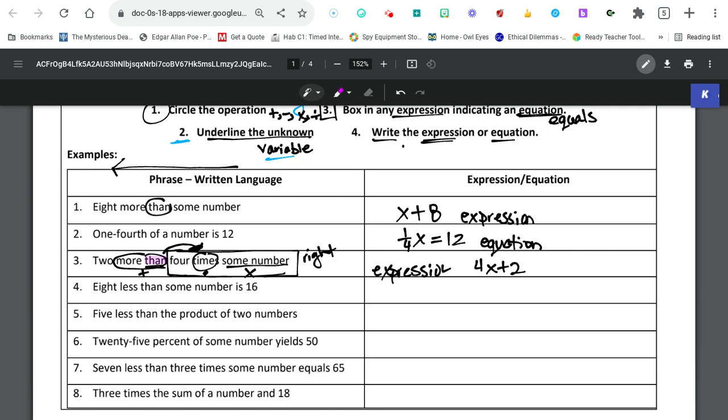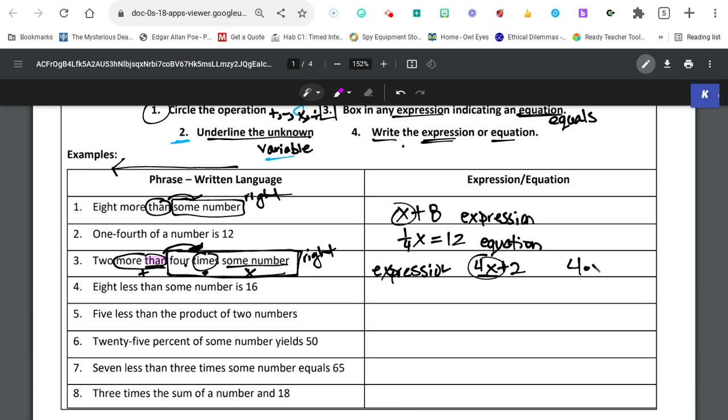Just like right here, the turnaround word was than. So on the right side of this was some number. So that's why I was able to write the x first. But on the right side of than is 4 times some number. So I got to write all of 4x. 4 times x. I'm going to match it together.